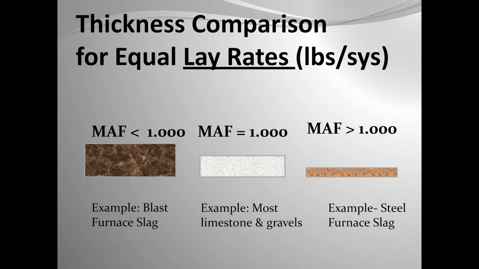Okay. So this is a good graphic that illustrates the difference between your various thicknesses for the different MAF factors. Most of the limestone gravel mixes that we have here in our state use the MAF of 1.000. The blast furnace slag tends to be the aggregates that we find in our mixes that do affect the MAF and lower that, whereas the steel slag, very heavy aggregate, will increase our MAF above the 1.000.